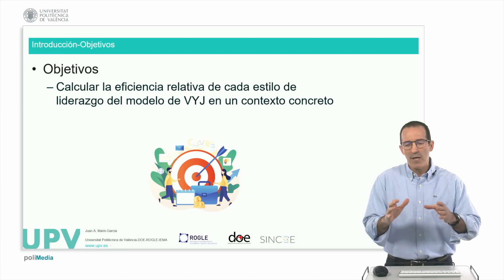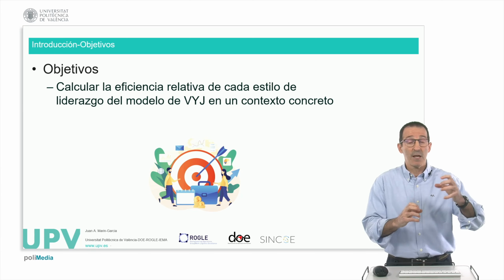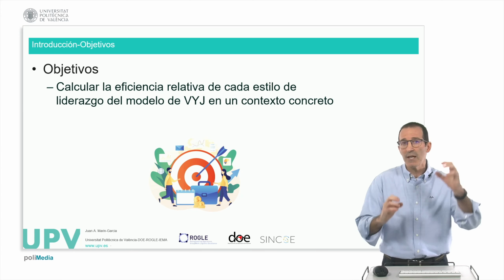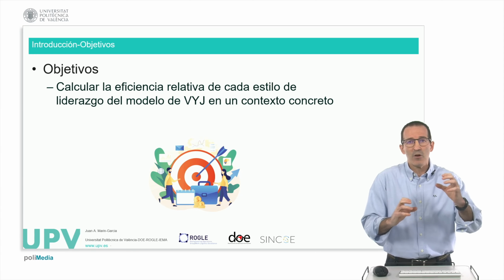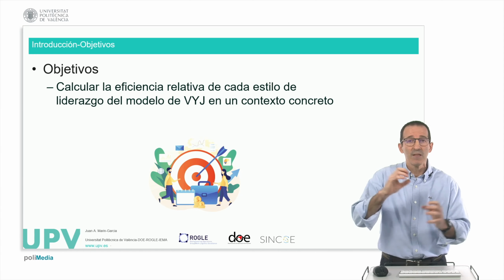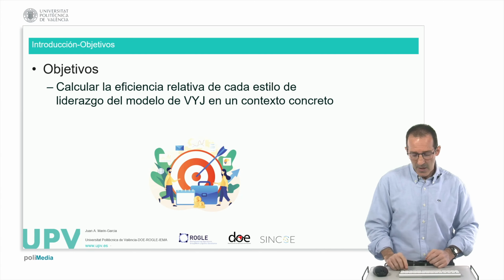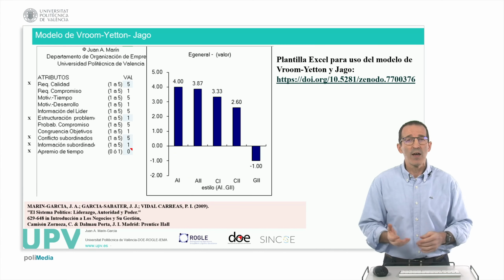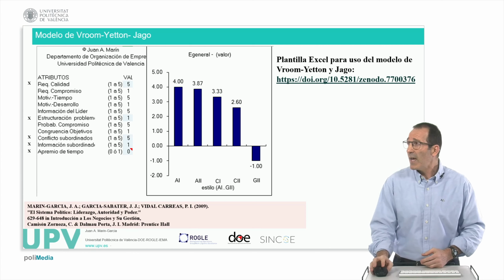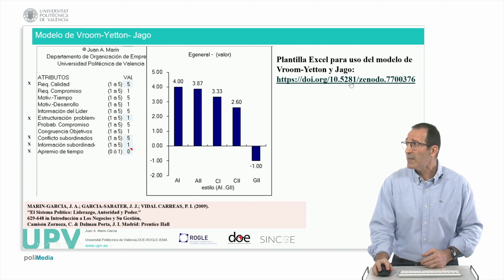It does so by asking you what is the greater or lesser efficiency of each one of them. Also, the model suggests the one that it considers is going to be more efficient compared to the others. To do this, we are going to use a spreadsheet that I have prepared and you can download in the path that you have here on the screen.